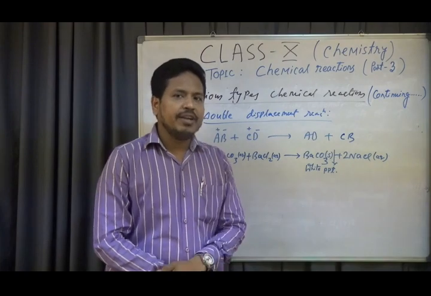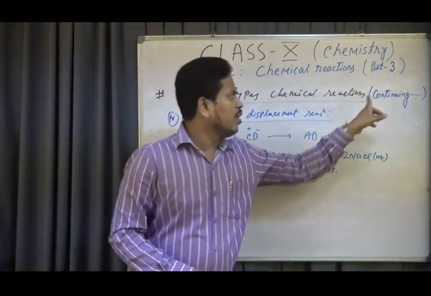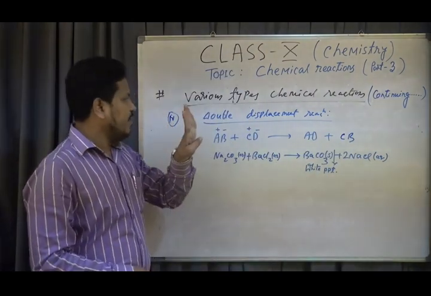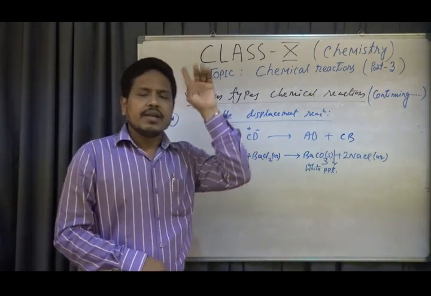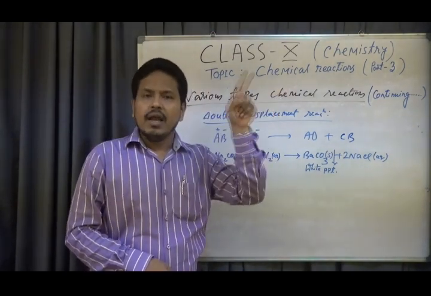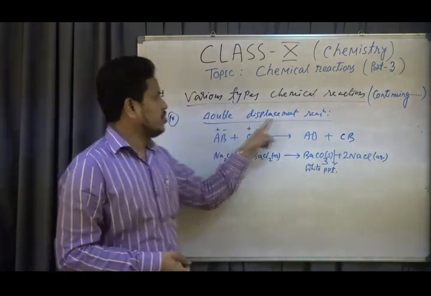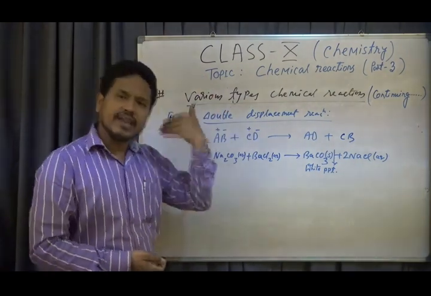So in the last class, my dear students, I discussed various types of chemical reactions. Continuing that today. Up to 4 different types of chemical reactions included in your syllabus have been discussed: direct combination reactions, decomposition reactions, displacement reactions, and double displacement reactions. Already discussed in the last class.